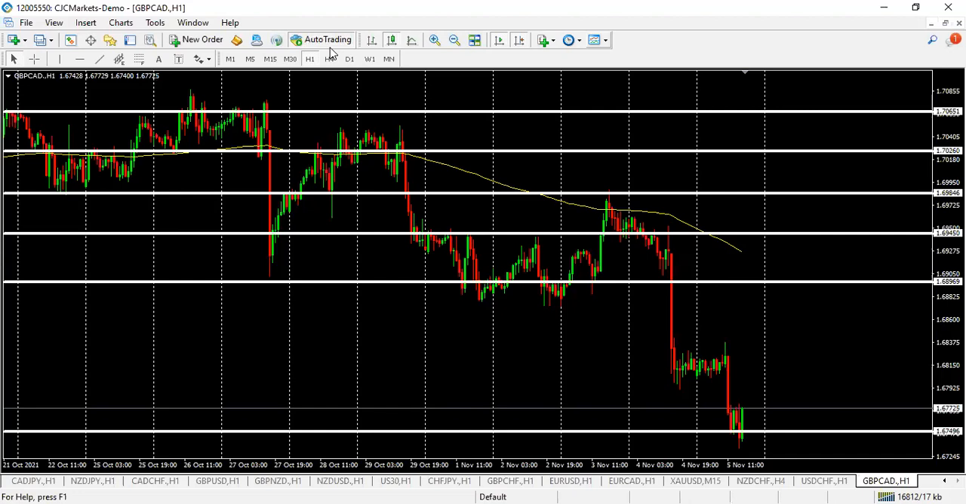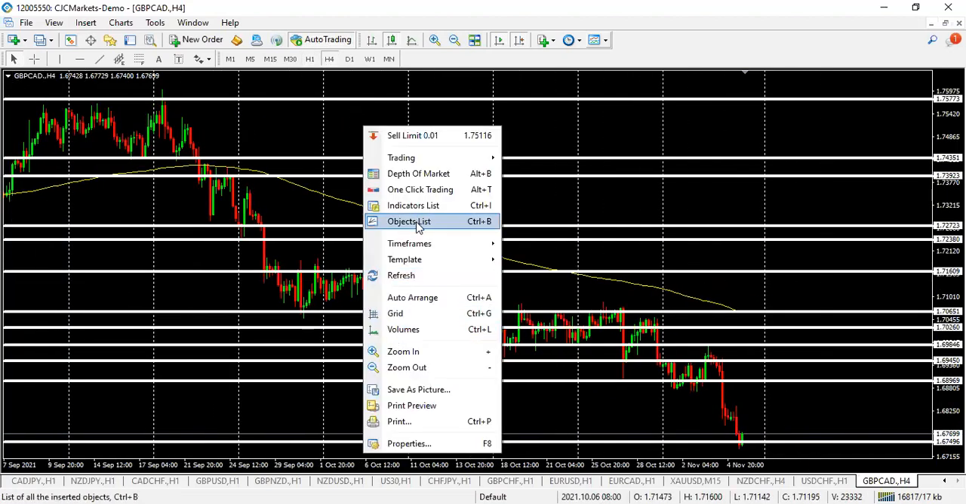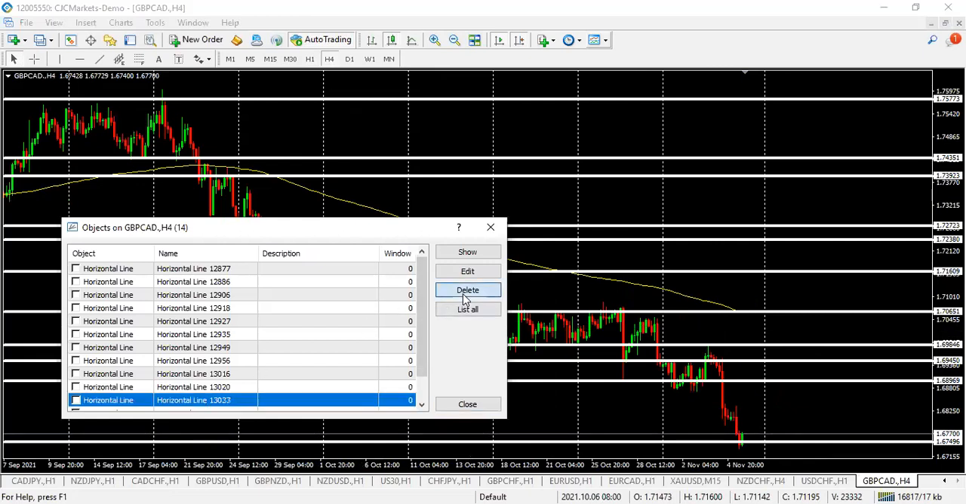Let me begin to analyze the market. Let me remove all this support and resistance. Remove objects.